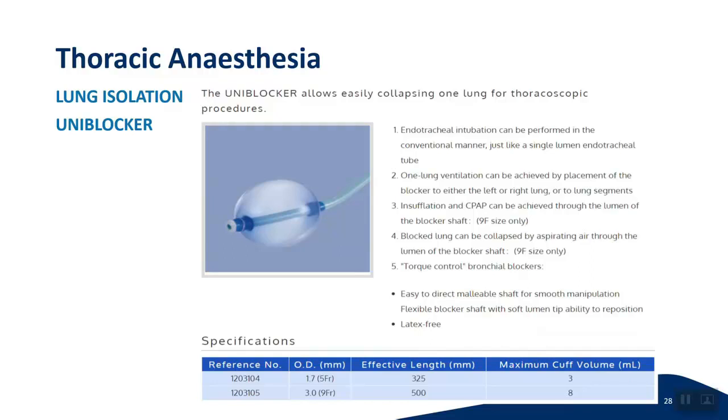The central lumen of the uniblocker allows for air to be aspirated, thus facilitating collapse of the non-ventilated lung. CPAP or oxygen insufflation can also be delivered to the non-ventilated lung if hypoxia is an issue.